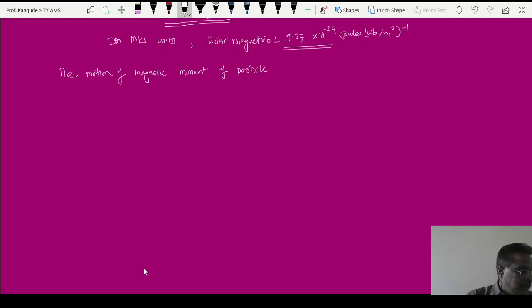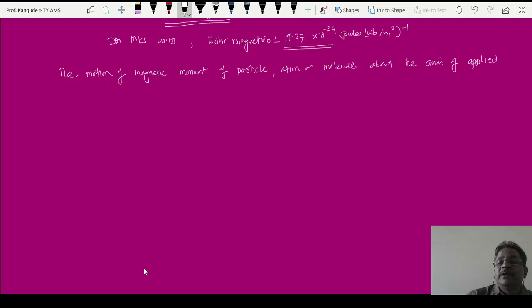Magnetic moment of a particle, atom or molecule. You can take anything, a molecule, about the axis of the applied or external magnetic field.